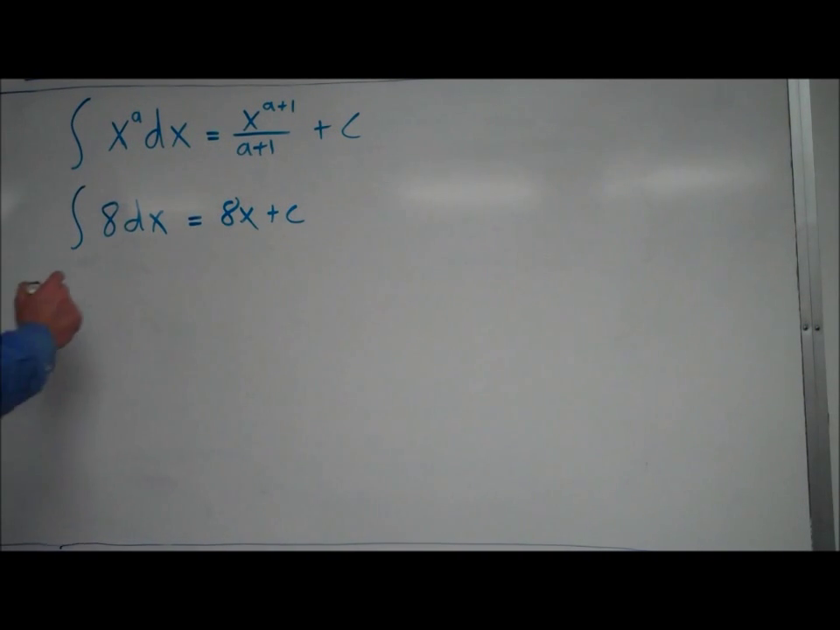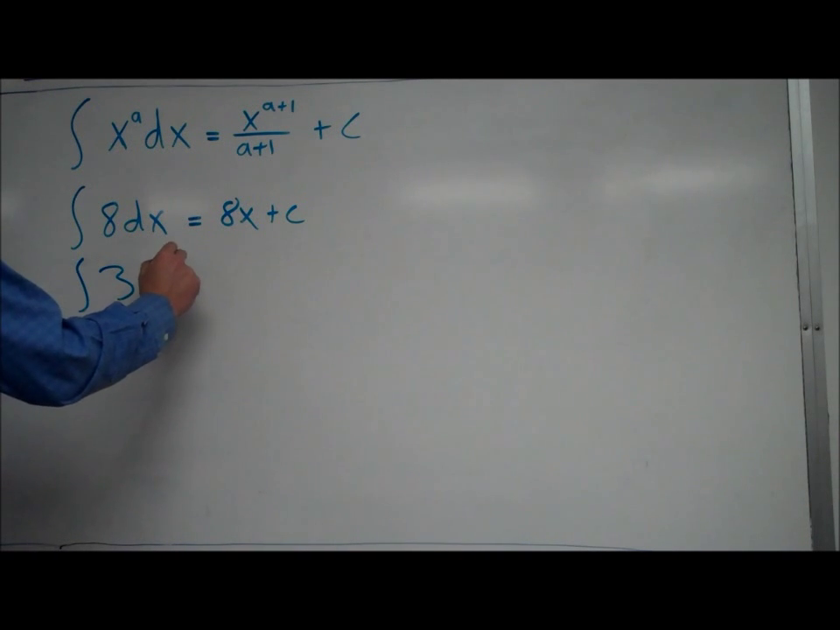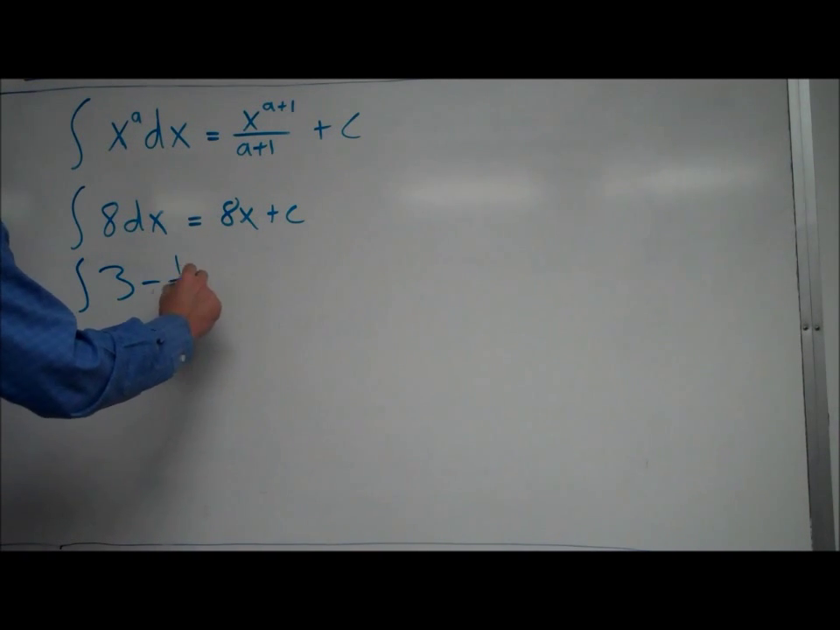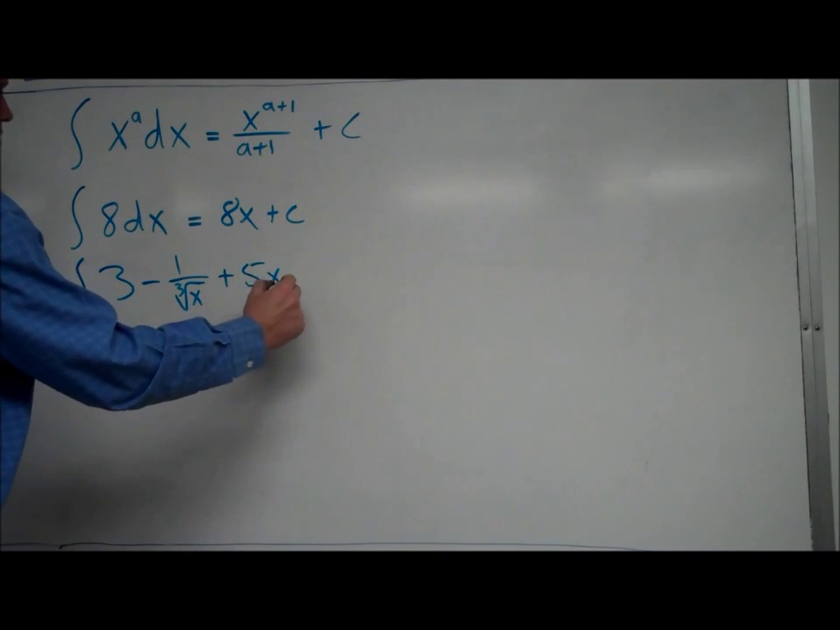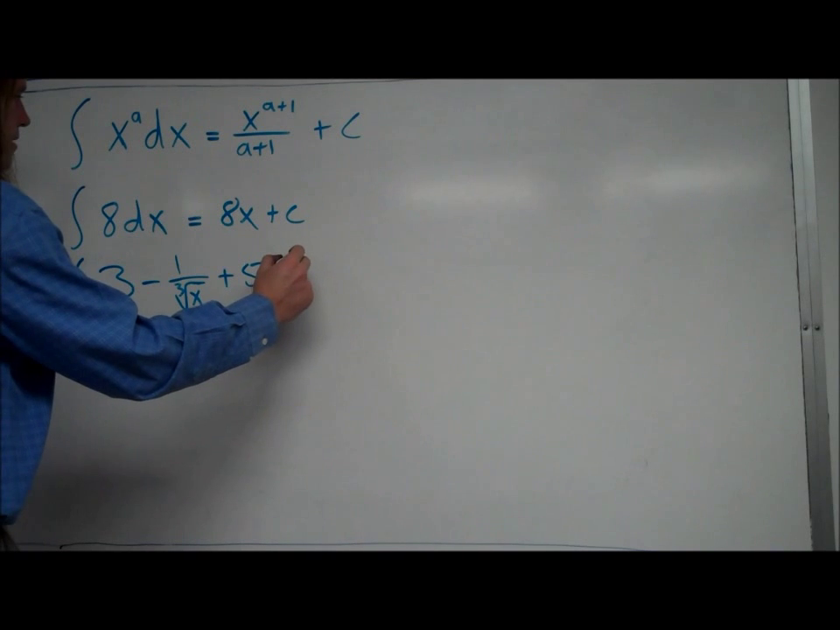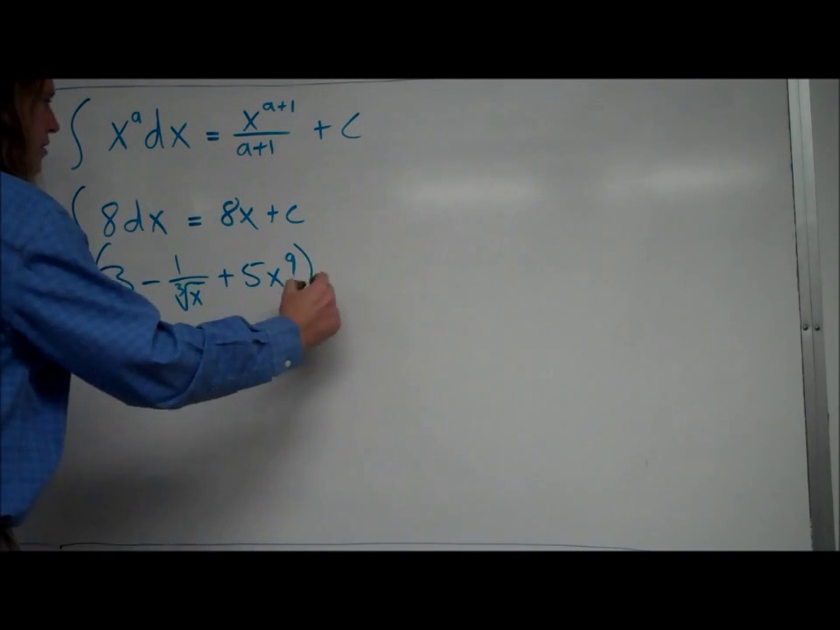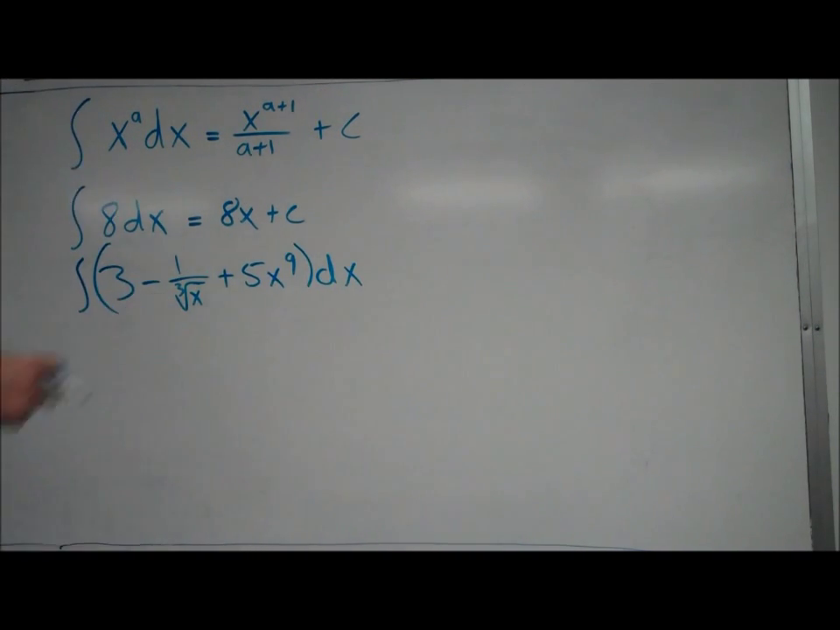All right, let me just give one last example here with a whole bunch of stuff in it. So say you had 3 minus 1 over the cubed root of x plus 5x to the 9th. All right, so here we have multiple terms within one problem, and it just works out the same as the previous one. So you just look at each term individually and find the antiderivative.